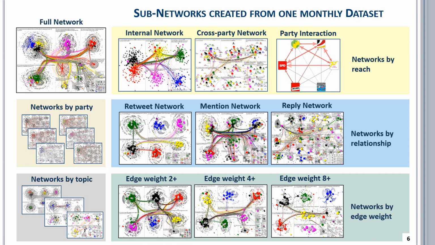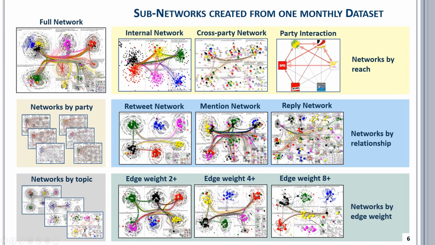On this slide you see an overview of possible data subsets that can be derived from the full network map, with each of them providing a different perspective on the data. For example, we can filter the tweets by party to look at party networks. We can filter by topic to see discussions around coronavirus or climate change, for example. And we can also filter the data by network reach.